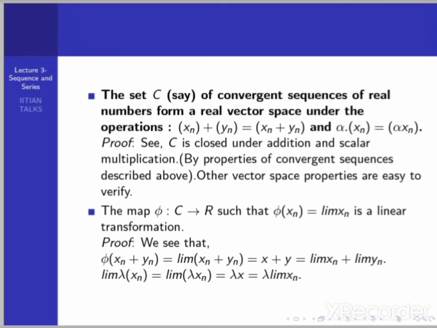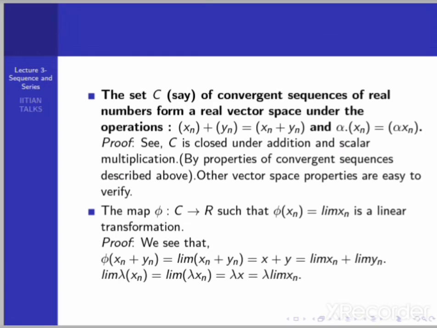And other vector space properties you can easily verify. What are the other ones? If you say alpha (xn plus yn), then it is just the same as alpha xn plus alpha yn. (xn plus yn) alpha is the same as xn alpha plus yn alpha. You can verify that. I don't think that will be tougher. Right, fine.